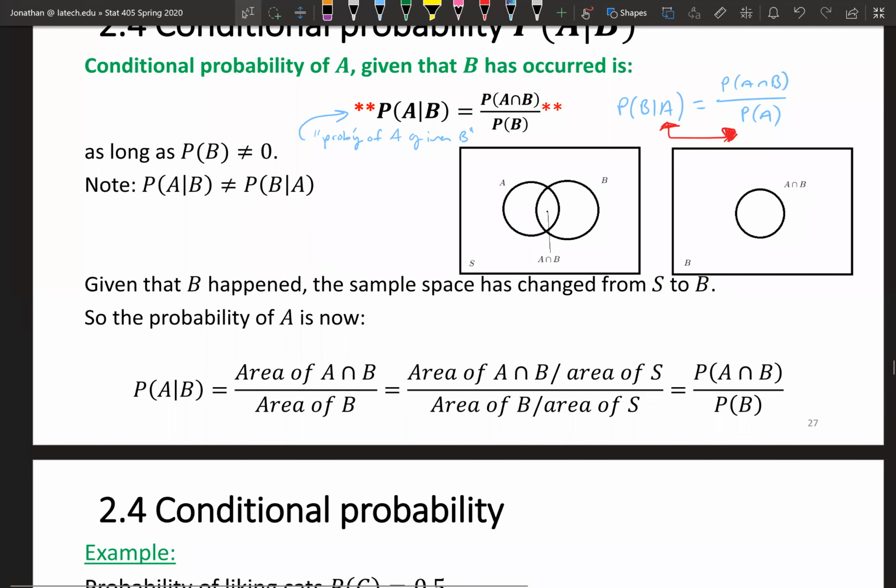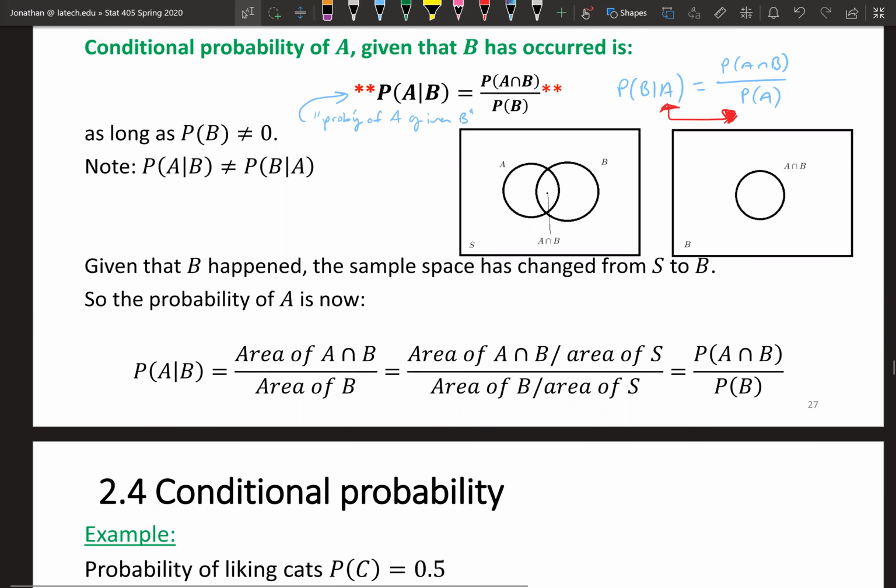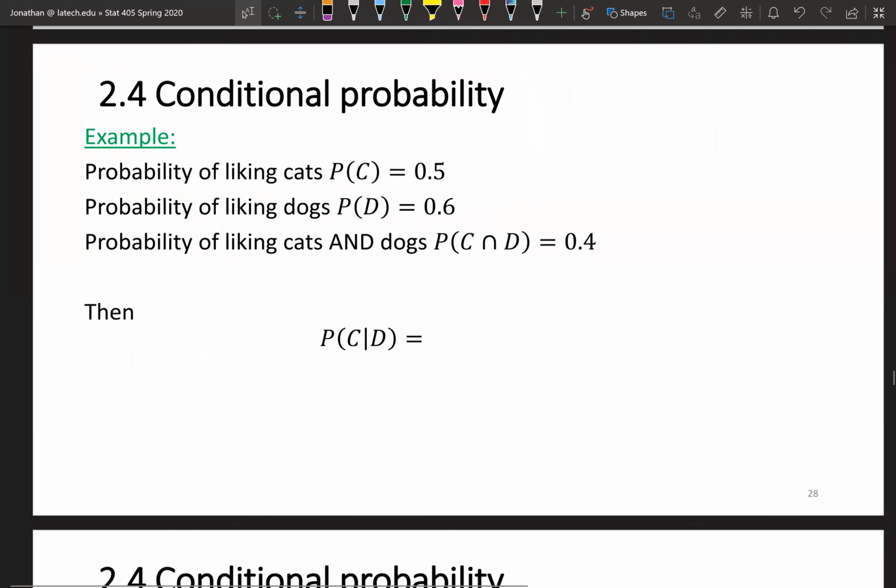All right, and another way you could think about this is basically like the area of A intersect B divided by the area of B itself. So it's really just a percentage of the intersection. How much of the intersection takes up the whole new sample space, I guess you could say. So that's the new interpretation.